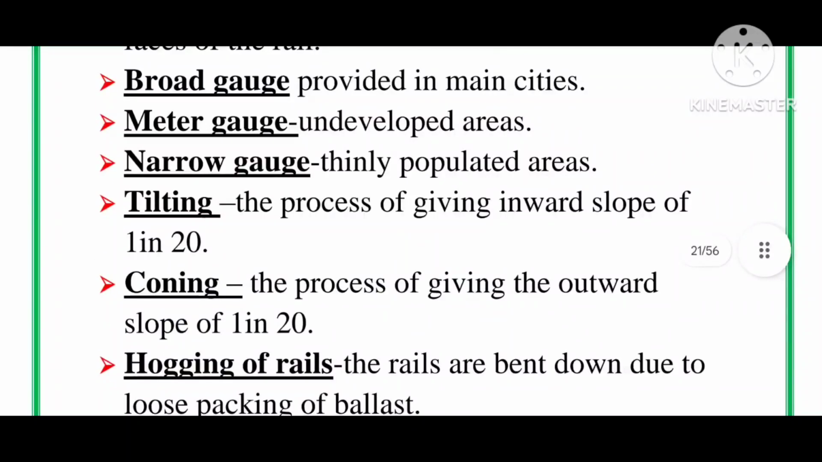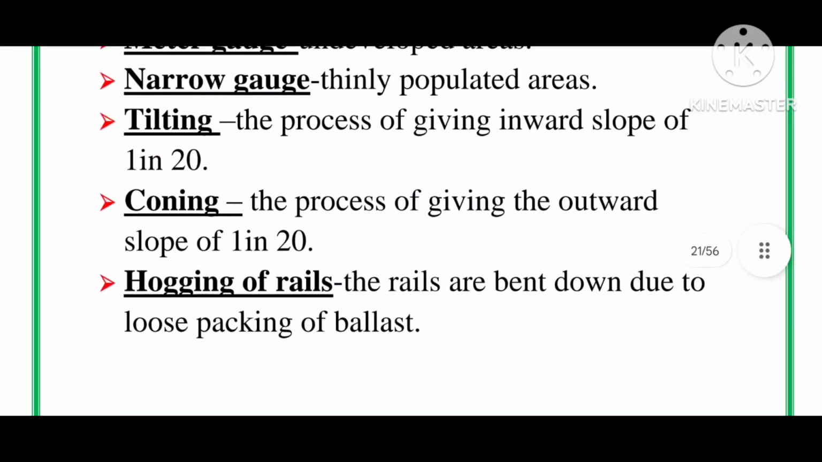Tilting is the process of giving an inward slope of 1 in 20. Next is coning, the process of giving an outward slope of 1 in 20.